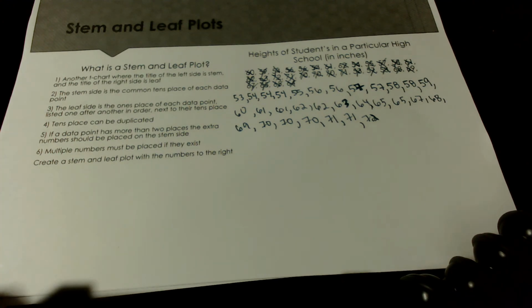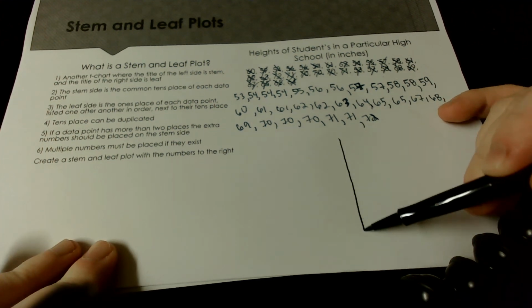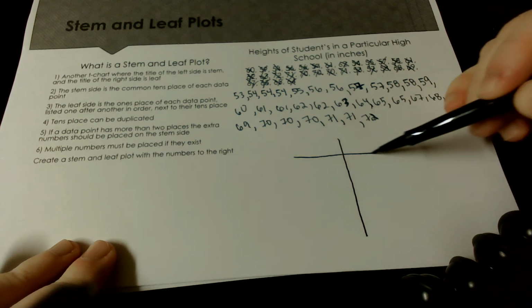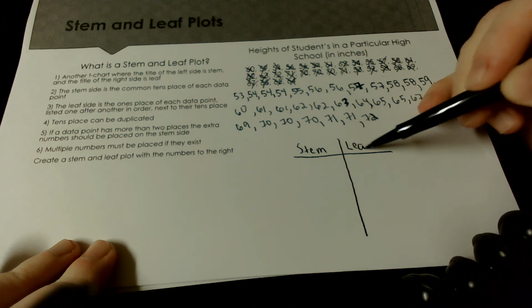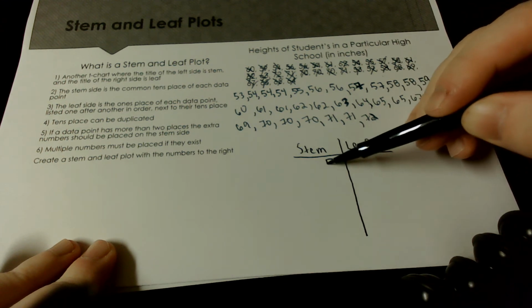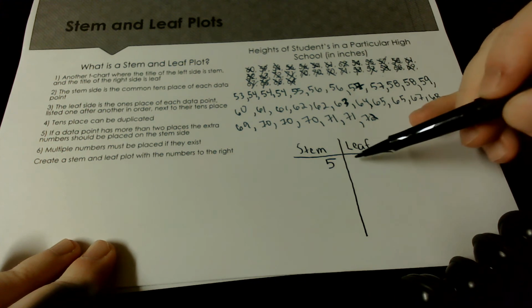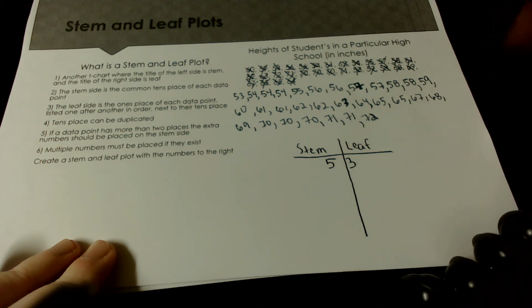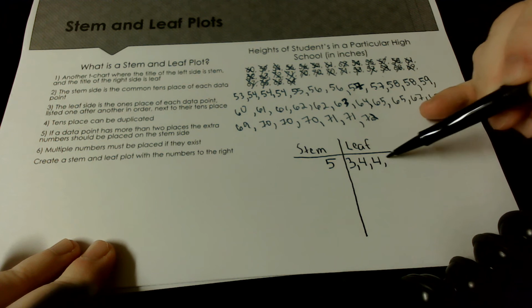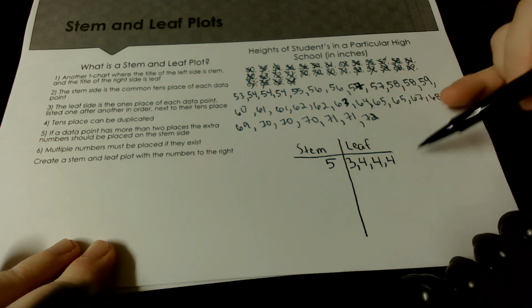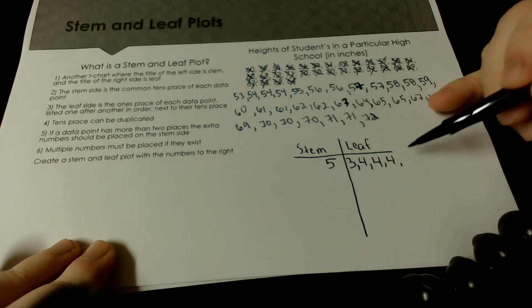So, after I put them all in order, I'm going to go ahead and draw another T-chart. Stem, leaf. My smallest one is 53, so I'm going to put a 5 there and put a 3 there, and that represents 53. Now, I've seen it go back and forth. Some people don't put commas. Some people do. I'm going to put commas between all my numbers. And you need 4 4s, because there's 4 54s. So you don't just not write that.